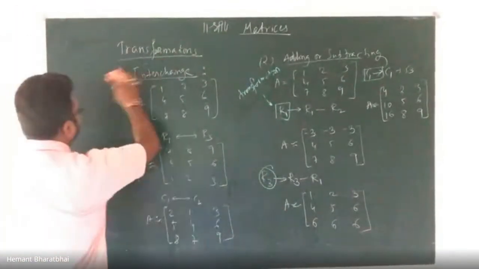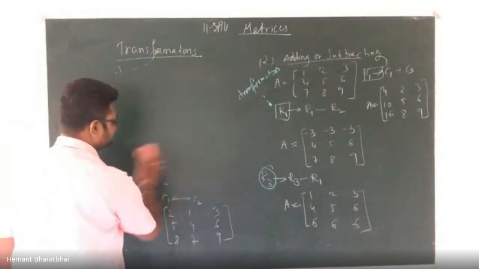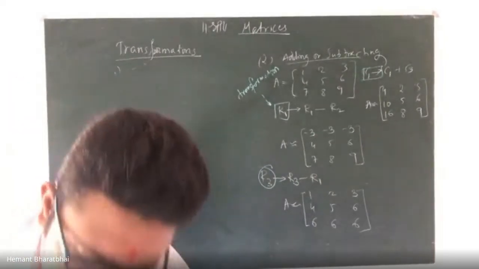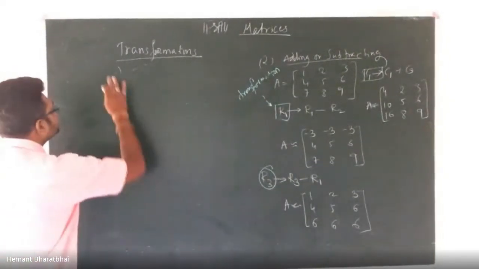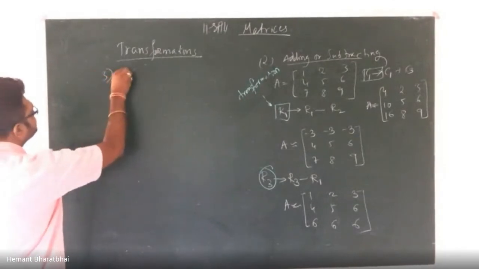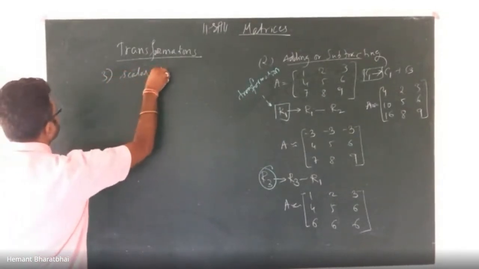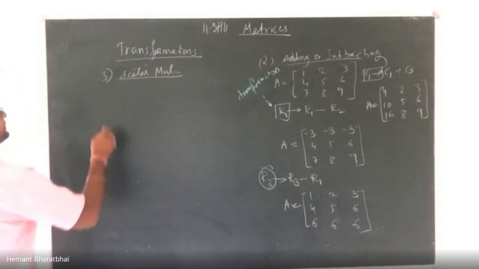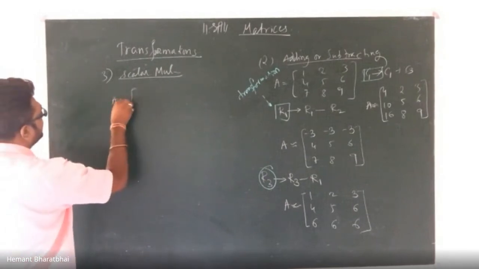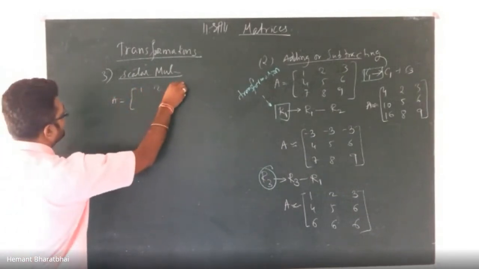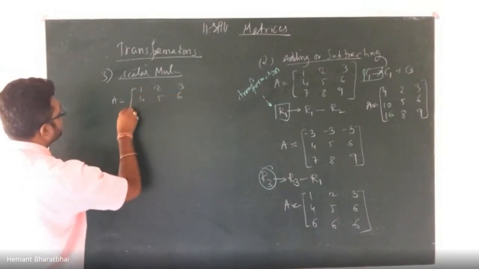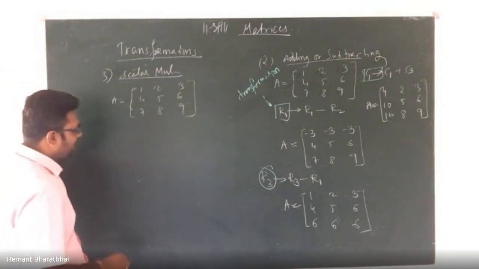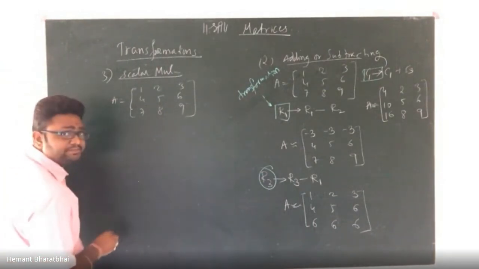One more and last type of transformation is scalar multiplying and then adding and subtracting. So I can do something like this also. If I have this matrix A, and this is 1, 2, 3, 4, 5, 6, 7, 8, 9. Okay, I can do something like this also.